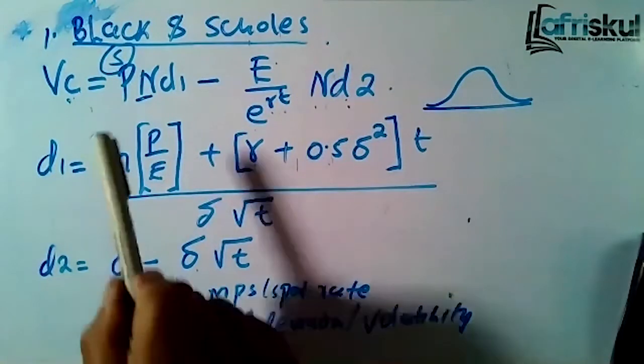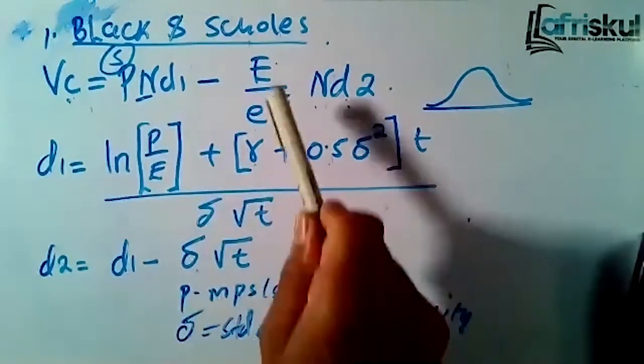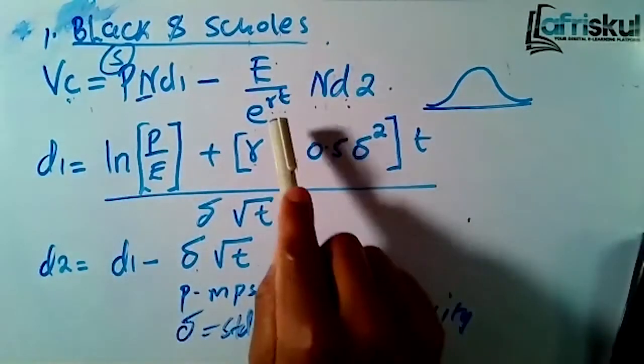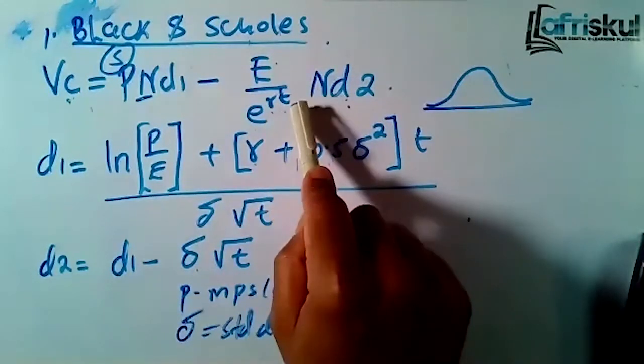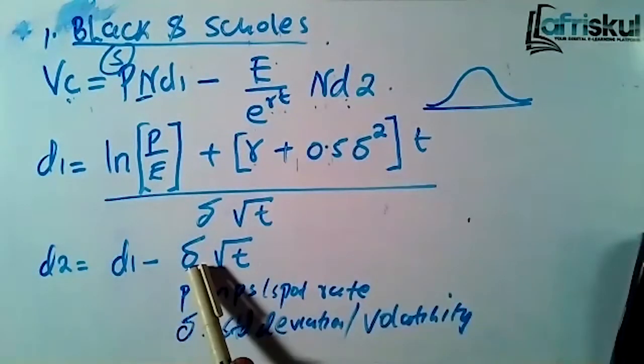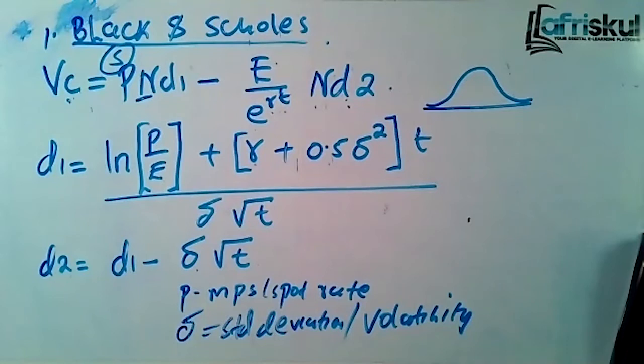Like you can say the market price per share, the exercise price, the risk-free rate, time to maturity, the variance or the standard deviation. Now those are the factors which affect the value of the call. Also, you may be asked to give the limitations. What are the limitations of using the Black-Scholes model?